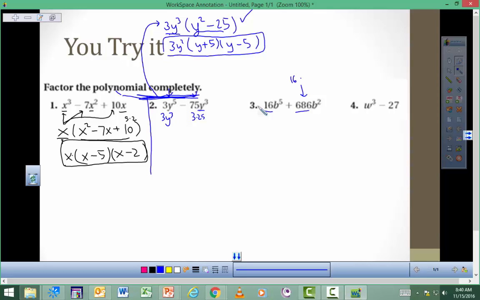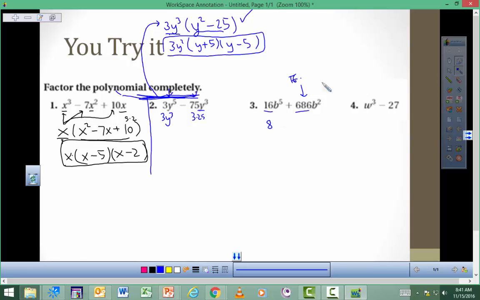686 divided by 16. Nope, that doesn't go in evenly. 14. Well, I need to find a factor of 6. I'm looking for a common factor. How about 4 or 8? Maybe 2. Let's write 2, because that would give me an 8.